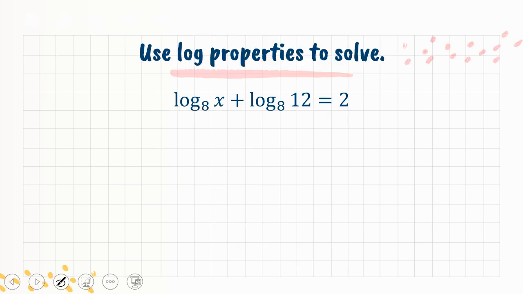Let's try another problem here. We're going to look at this left side here, and again, we want to try to condense. So I know that my log properties tell me adding means that I multiply the parts. So I'm going to condense this down and make it log base 8 of x times 12. I could also write that as 12x, okay? Doesn't matter. That's equal to 2.